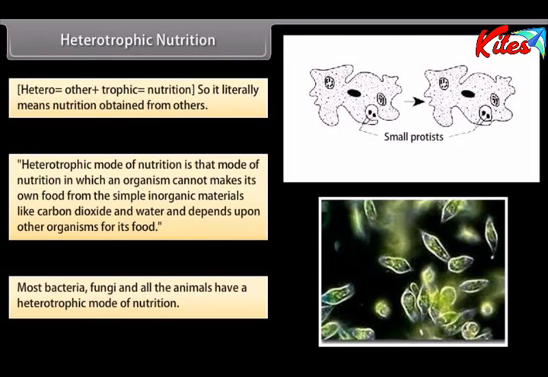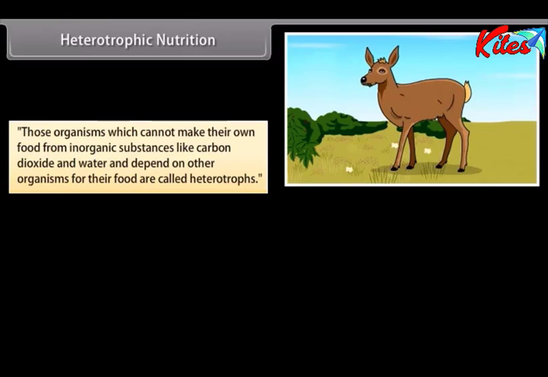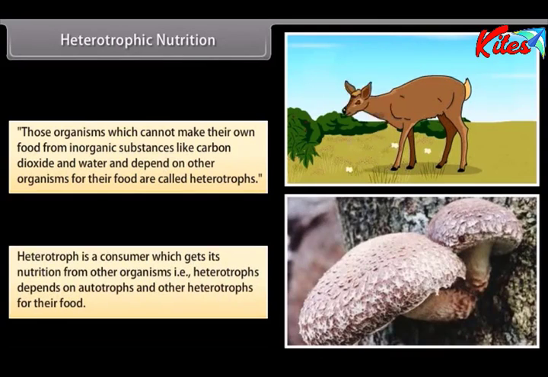Most bacteria, fungi, and all the animals have a heterotrophic mode of nutrition. Those organisms which cannot make their own food from inorganic substances like carbon dioxide and water and depend on other organisms for their food are called heterotrophs. A heterotroph is a consumer which gets its nutrition from other organisms. That is, heterotrophs depend on autotrophs and other heterotrophs for their food.